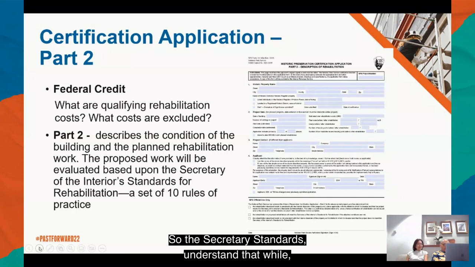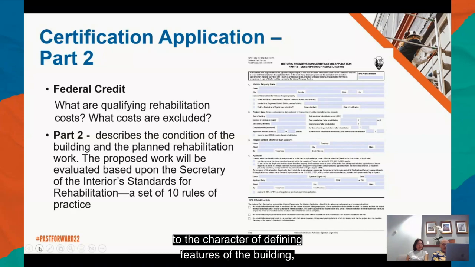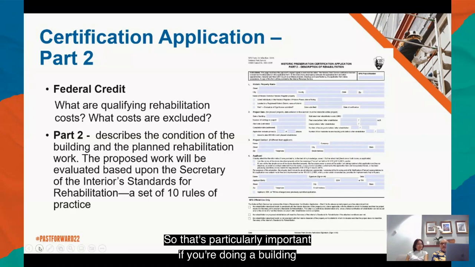So, the Secretary's standards. Understand that while the standards read as if they're definitive, there is flexibility in how these get applied. So the first standard is that a building ideally is going to be put into a use that has minimal changes to the character-defining features of the building, to its site and to its environment. That's particularly important if you're doing a building that's in a historic district.